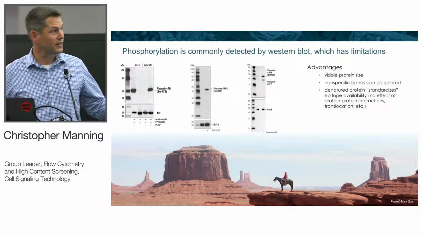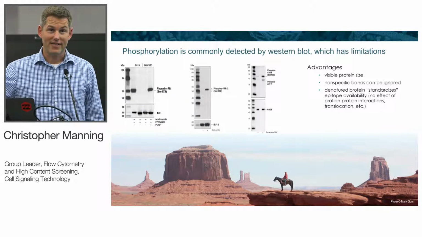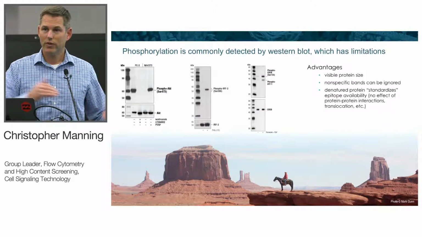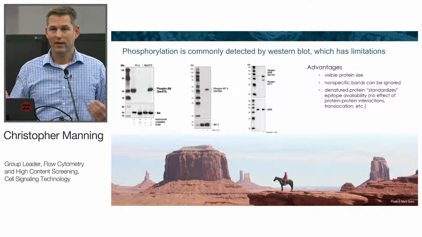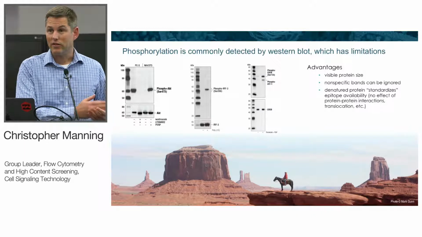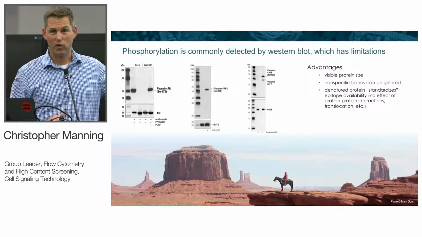It's got advantages like a visible protein size. So you can see if the antibody you're adding is detecting the protein you think it is. If it shows up at the wrong molecular weight, then you know that this antibody is not working. And you can also see if it's sticking to something else. And you can decide to just ignore non-specific staining if it's at the wrong size.